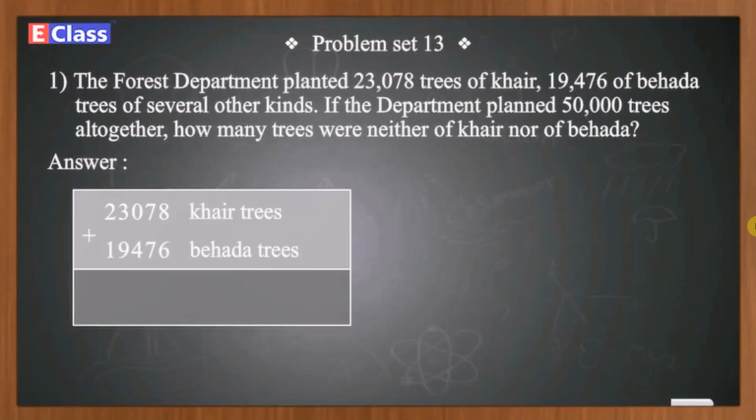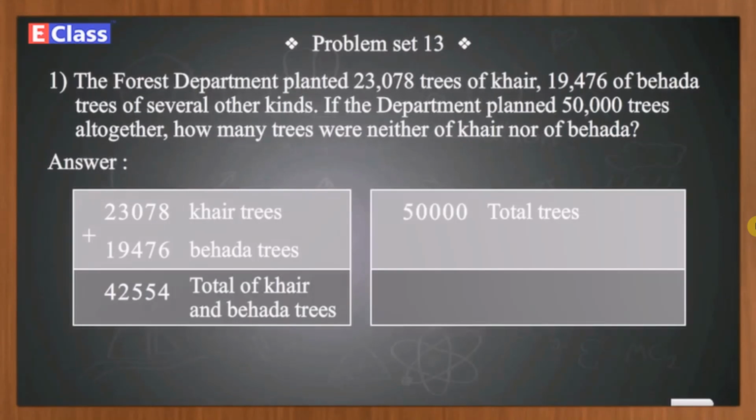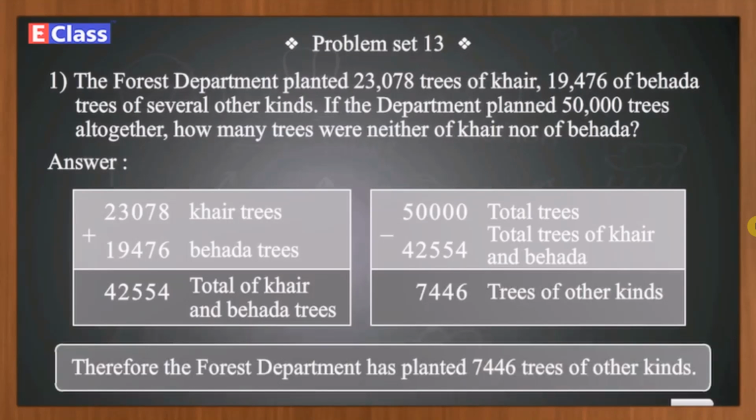23,078 plus 19,476 Behada trees is equal to 42,554 total of Karanj and Behada trees. Now we will have to subtract this answer from the number of the total trees. 50,000 total trees minus 42,554 total trees of Karanj and Behada is equal to 7,446 trees of other kinds. Therefore, this department has planted 7,446 trees of other kinds.